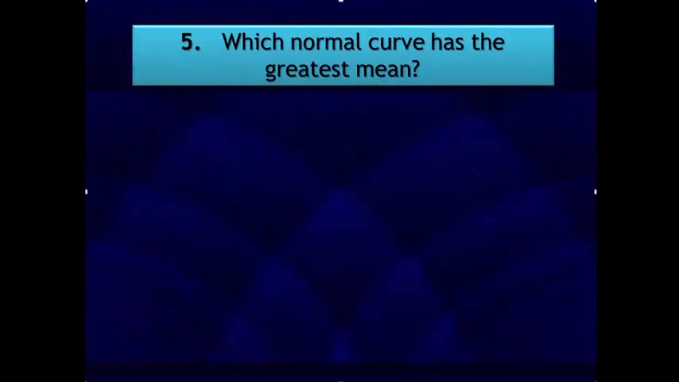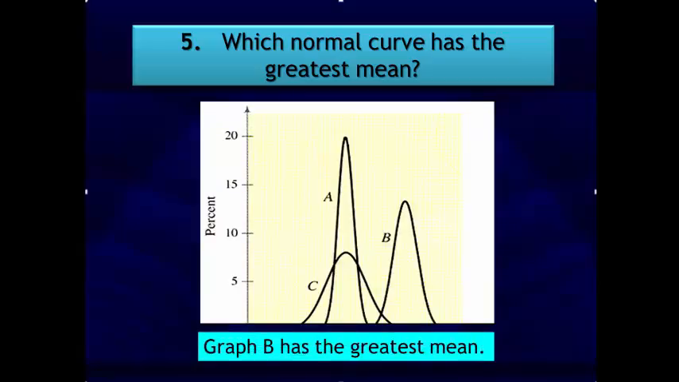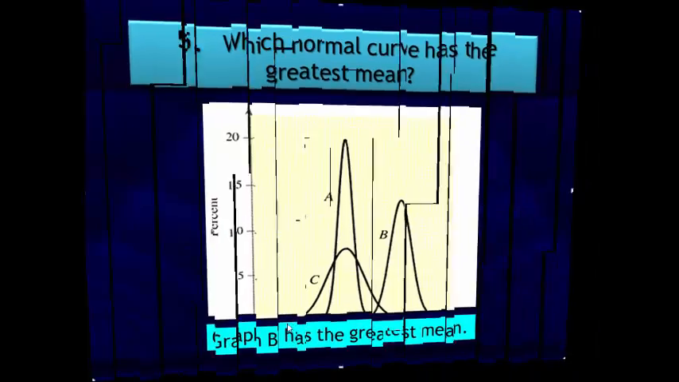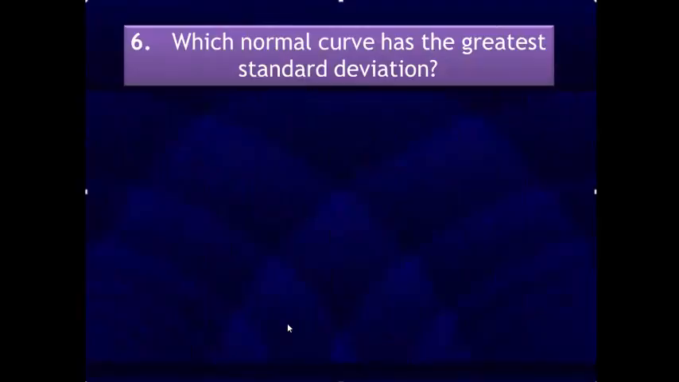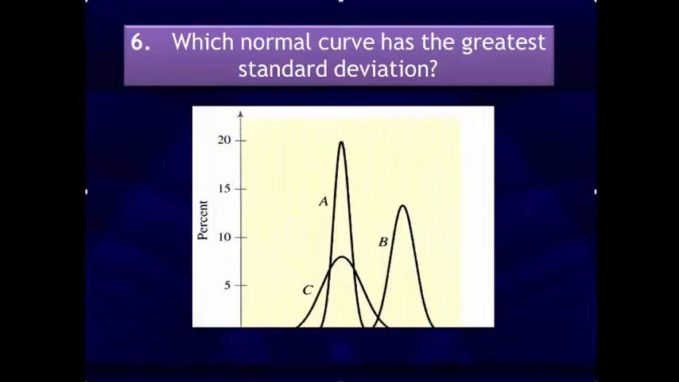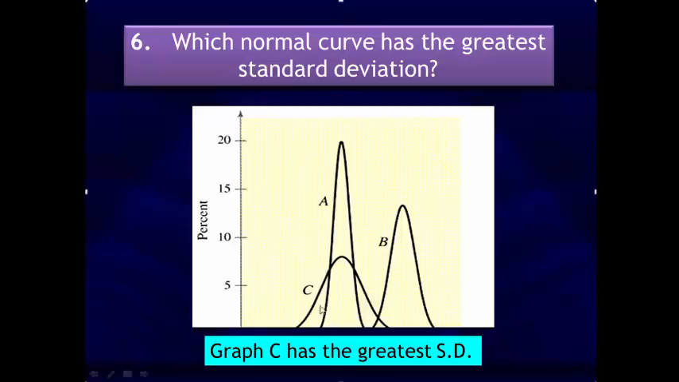How about this? Which curve has the greatest mean? Is it A, B, or C? It is graph B because it is the farthest graph from 0. Which normal curve has the greatest standard deviation? It is graph C.